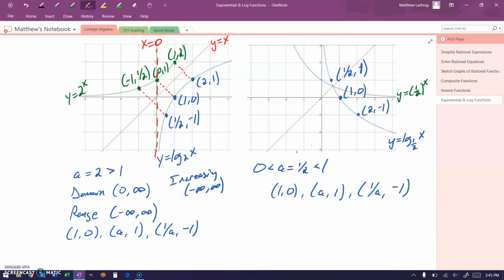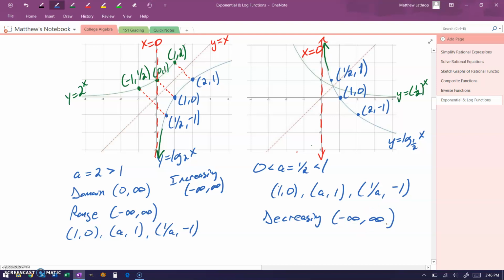We still have a vertical asymptote at x equals 0, but what's happening is that behavior is changing. Now, since a is between 0 and 1, our function is headed to positive infinity as we approach that asymptote, versus originally, when a was larger than 1, our function was headed to negative infinity. And we can see that since our value for a is between 0 and 1, we have a log function that's decreasing over negative infinity to infinity.